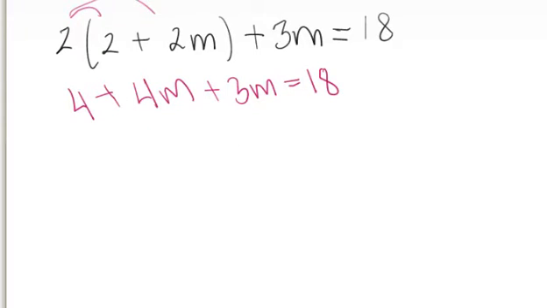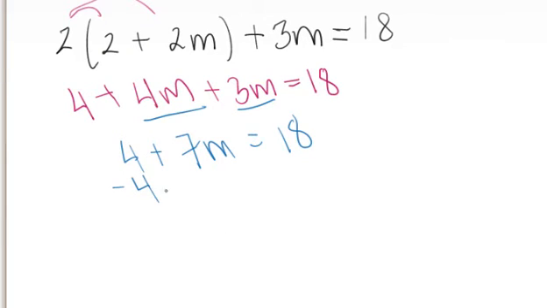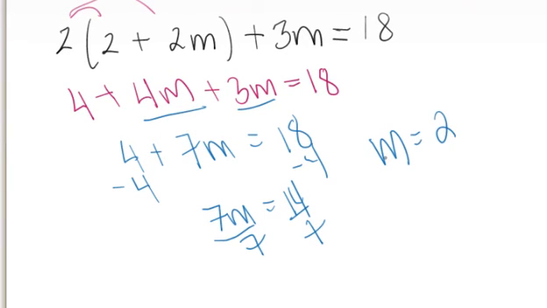Okay, from here we can combine like terms, 4m and 3m. So we get 4 plus 7m equals 18. Subtract 4 from both sides, and I get 7m equals 14. Divide by 7. 7 goes into that twice. So we get our answer of m equals 2.